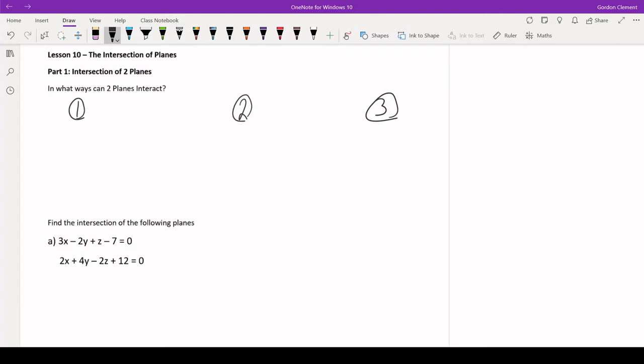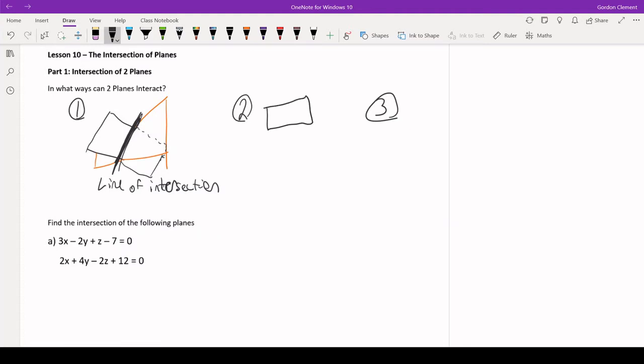So if they're going to cross, one plane's going to look like that. The other plane's going to look something like that. Keep in mind they'd extend all the way through. But what we get is a full line of intersection. There we go. So they can cross as a full line.